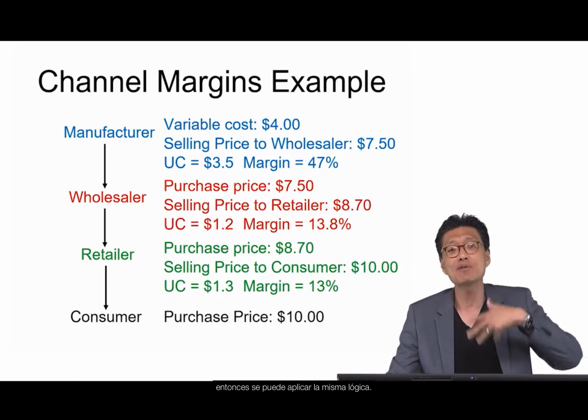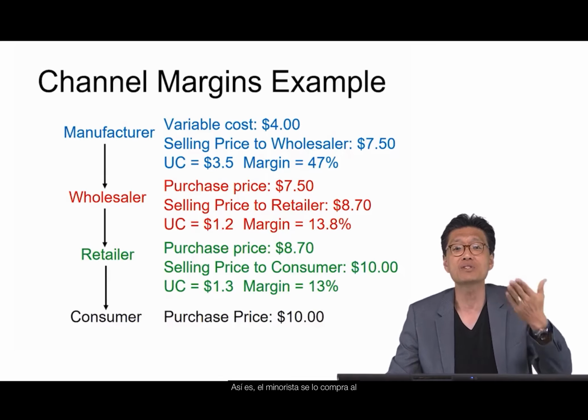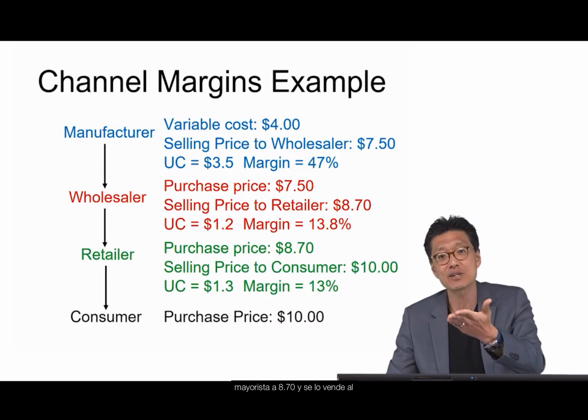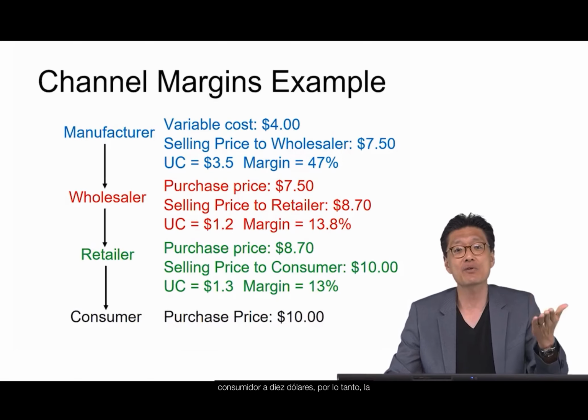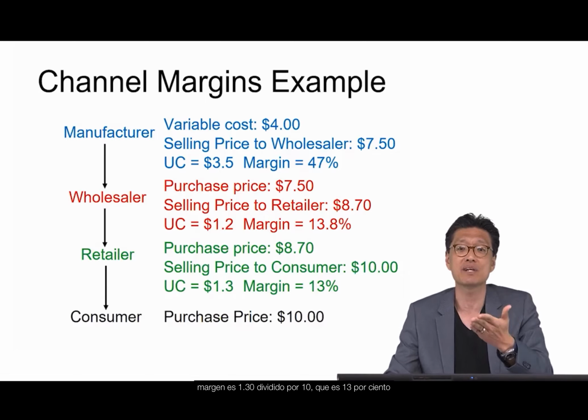So then the same logic can be applied, right? The retailer buys it from the wholesaler at $8.70 and sells it to the consumer at $10. So therefore, the unit contribution is $1.30. Therefore, the margin is $1.30 divided by $10, which is 13%. And then the consumer buys it from the retailer at $10.